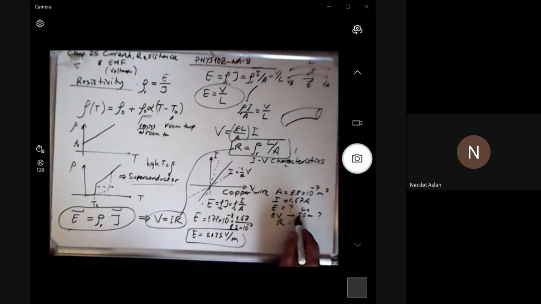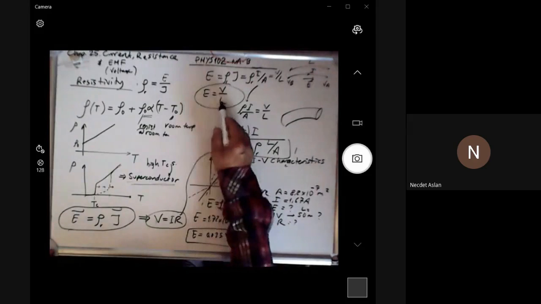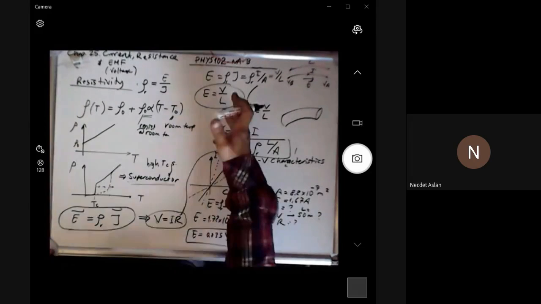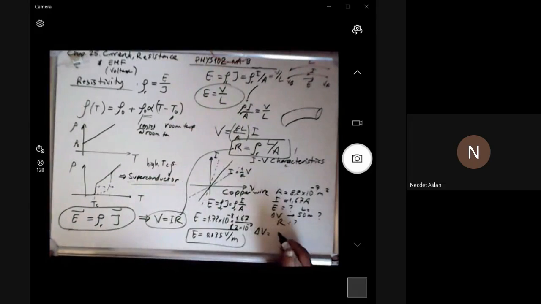What about the potential difference? Potential difference is just electric field times the length. So delta V, of course, there should be delta V. Sometimes we call it V, but it's delta V, right? Delta V is just the electric field times the length, which is 50 meters. So if we multiply this by 50, you get the potential difference, which happens to be 1.75 volts. As you see, 1.75 volts is enough to move the charges 50 meters away.